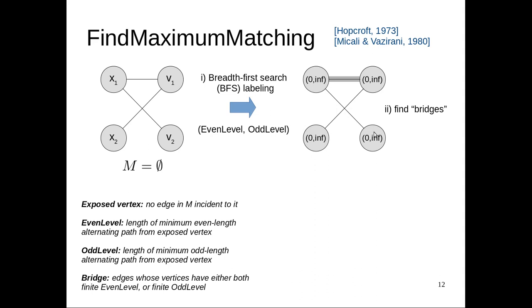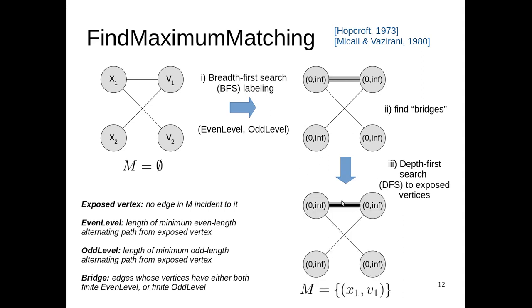Our second step is to find so-called bridges. A bridge is an edge whose vertices have either both finite even level or both finite odd level. And so we can see that actually all of the edges in this graph are bridges. But let's select this edge at the top here to be the bridge that we then conduct the next step on. With this bridge, we do a depth-first search from each of the vertices on either end of the bridge to exposed vertices. Because each of these vertices is an exposed vertex itself, the depth-first search doesn't actually go anywhere. It just stops at the two vertices involved in the bridge. And we have a matching. So this returns a matching now, x1, v1. After one phase of the algorithm, we've gone from an empty matching to a matching involving this single edge. So this is the end of the first phase.